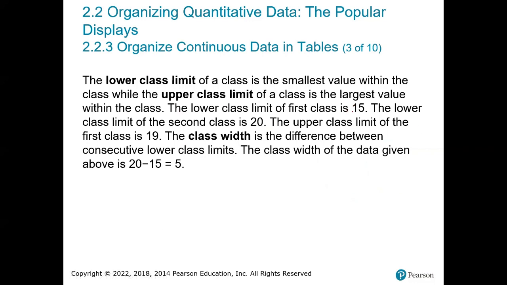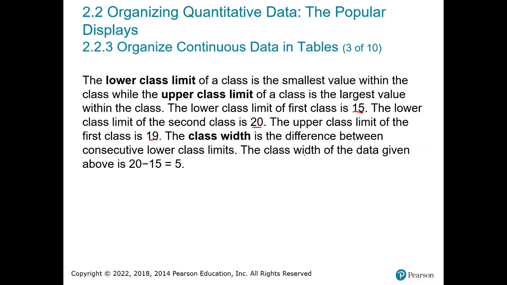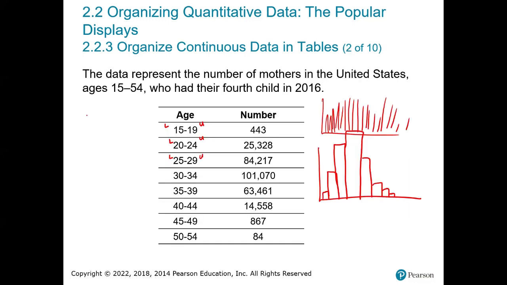So here, the lower class limit is 15. The lower class limit for the next one is 20. The upper class limit of the first one is 19. We just did that, 15 to 19, 20 to 24. And then you can also talk about what the width is. Well, there's 5 in there: 15, 16, 17, 18, and 19. That is a width of 5 because I have 5 different ages within one category.